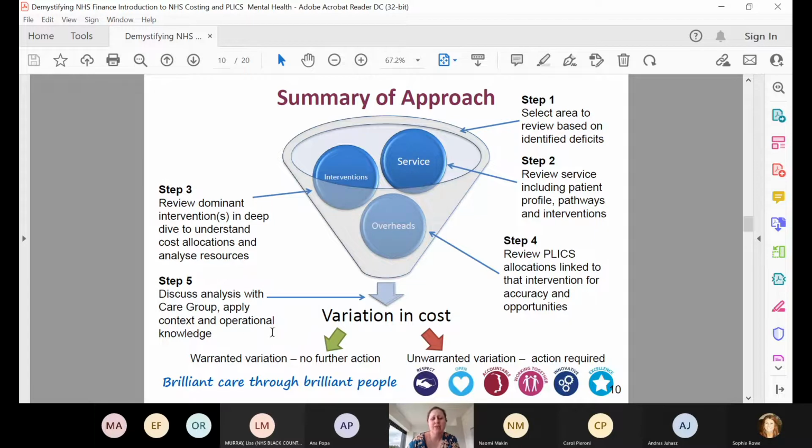And then step 5, we discussed with our care groups. So that's our clinical teams, we call them care groups. And we were able to apply their context and operational knowledge. So working our way through that process, that got us to an outcome which was about variation in cost. Now, if we felt it was warranted variation, so we understood why costs were different, no further action required. If it was unwarranted variation, that was where we took the piece of work forward and drilled into it in a little bit more detail.